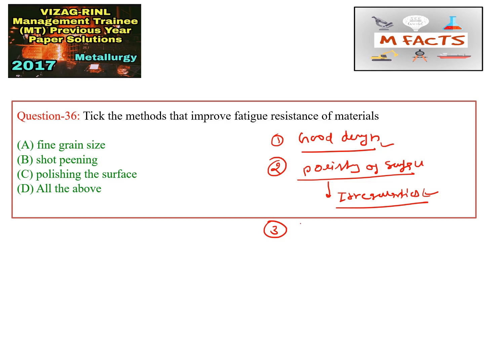Next is shot peening. In shot peening, we introduce compressive stresses at the surface, so that compressive stress also improves the fatigue resistance. Okay, so this is the third thing.